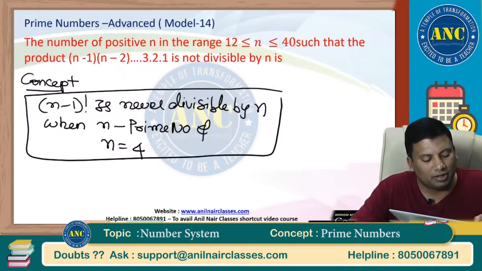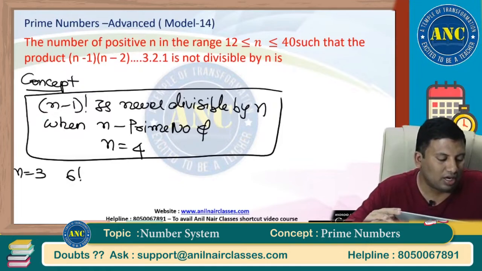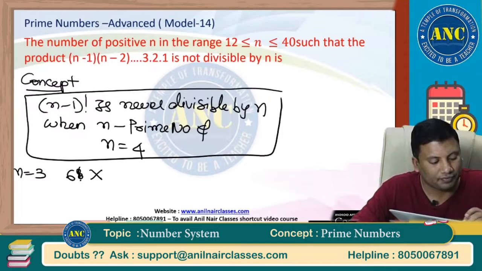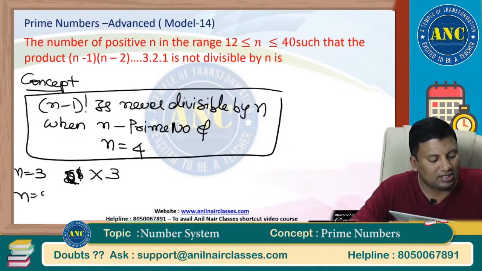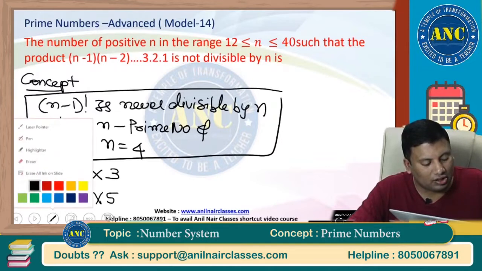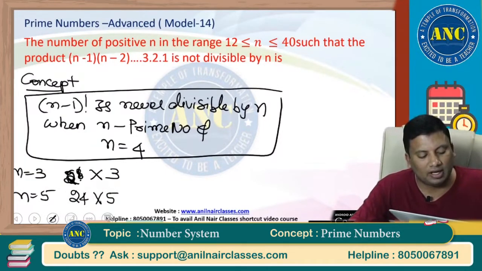When n is a prime number, you can check it out. N equivalent to 3: 3 minus 1, 2 factorial, which is 2. 2 is never divisible by 3. If n is 5, 5 minus 1, 4 factorial, 24 is never divisible by 5. So n minus 1 factorial is never divisible by n when n is a prime number and n equivalent to 4.